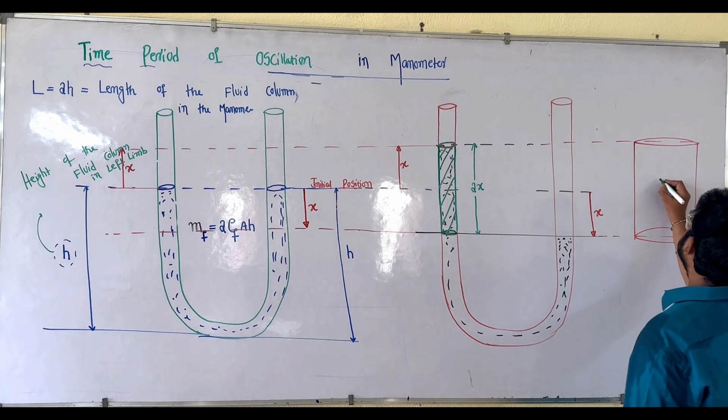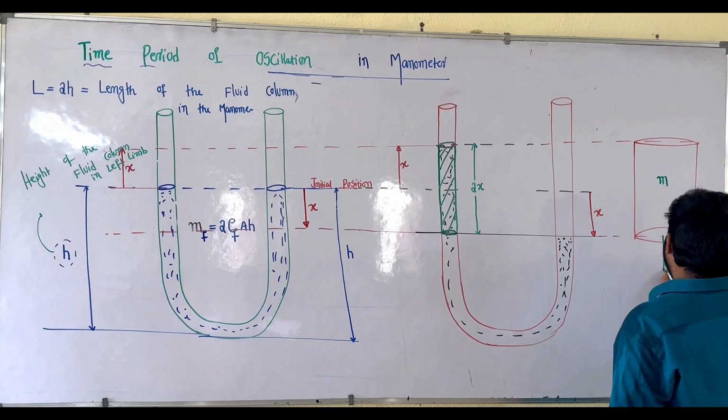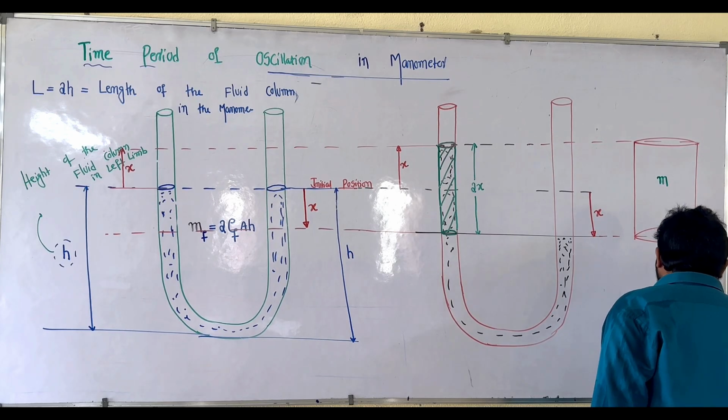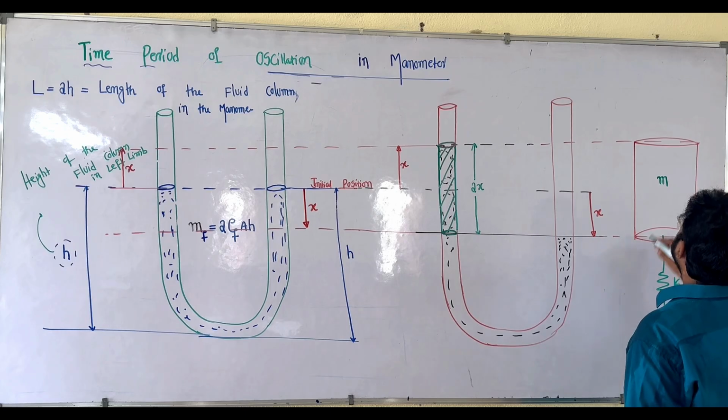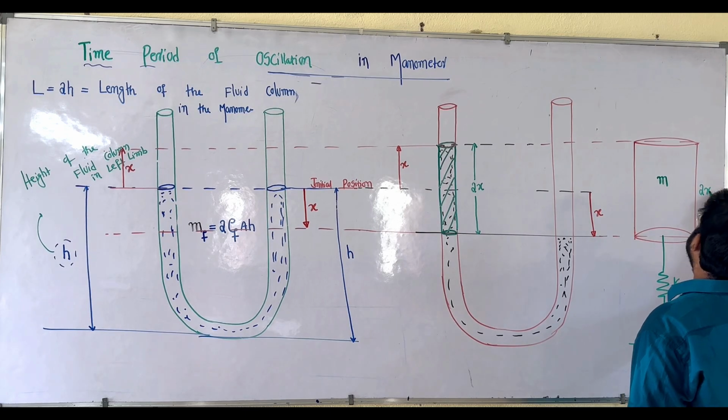This is the mass of the fluid, the entire part. This is the spring, k f. So here it is 2x.